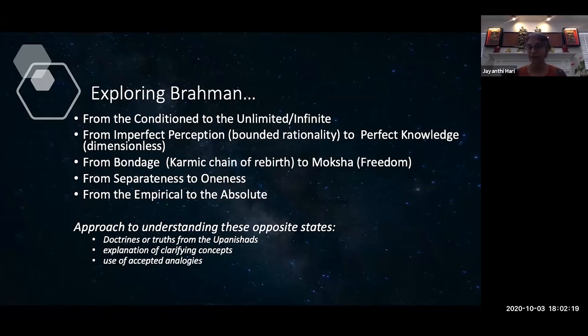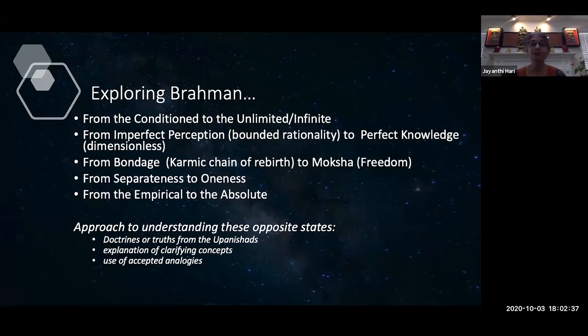Now, the states on the left that you see, that is condition, imperfect perception, bondage, separateness, and empirical, are within the scope of our experience today. That's how we know ourselves. Sometimes we don't even know that.